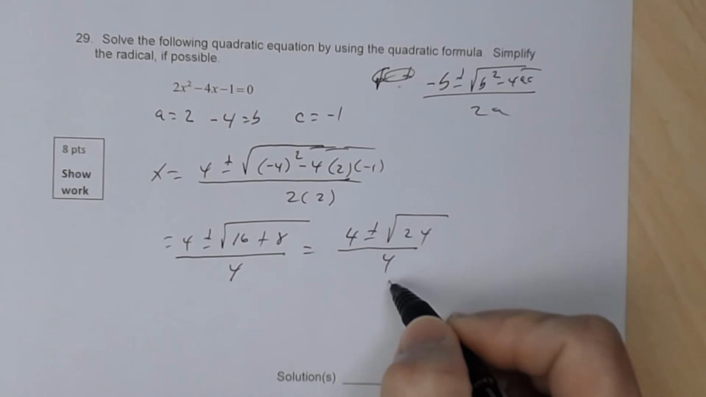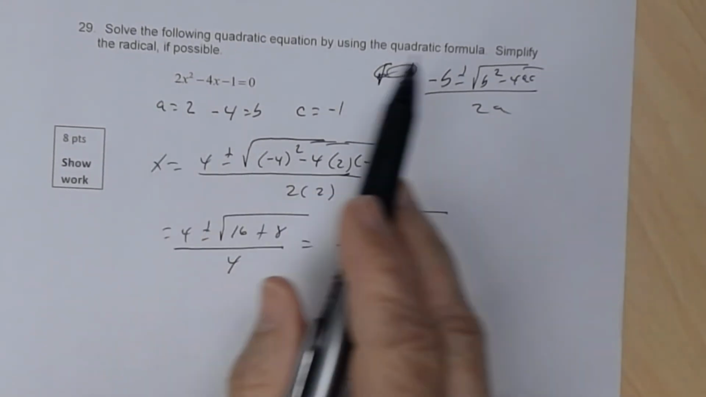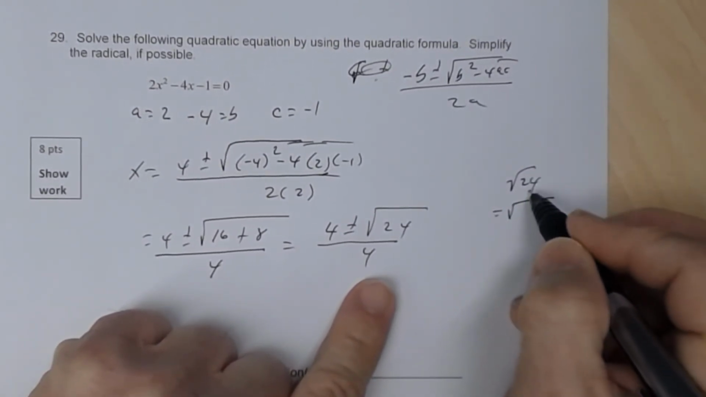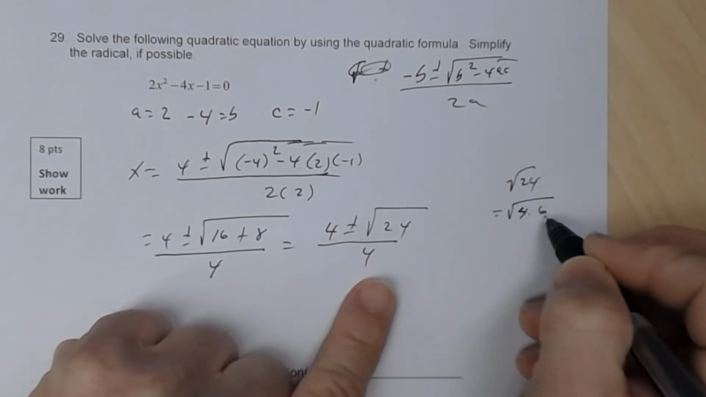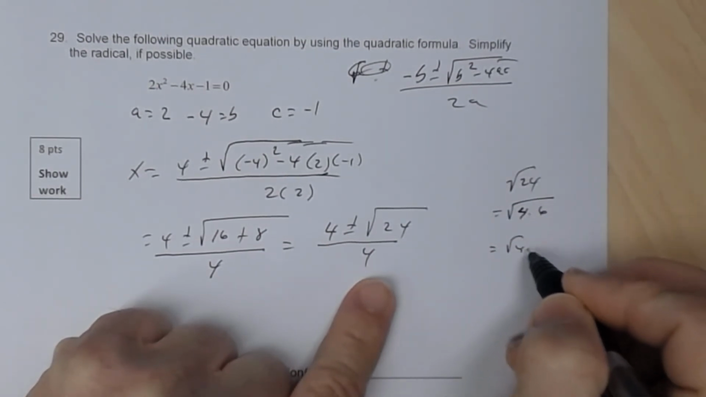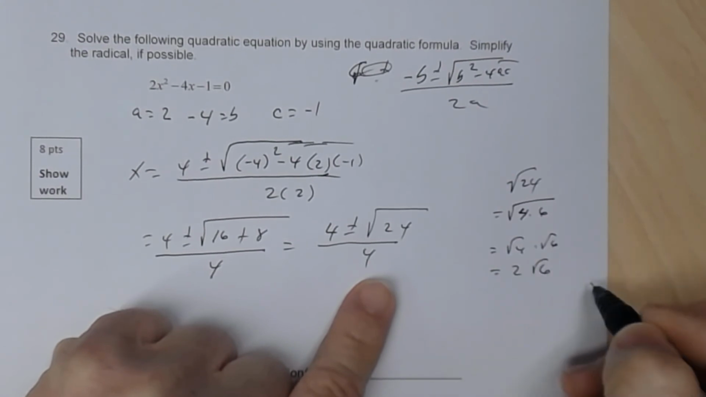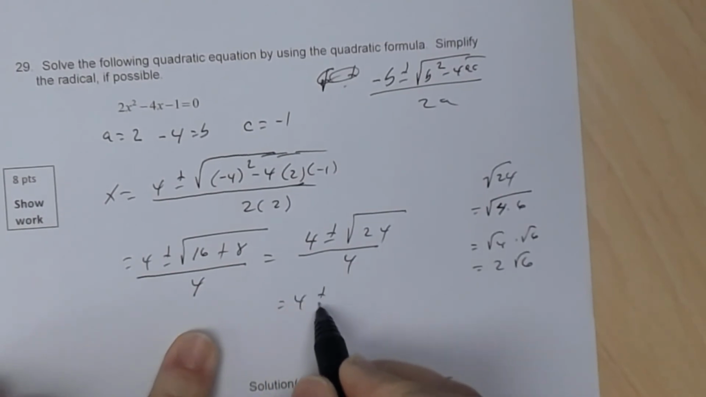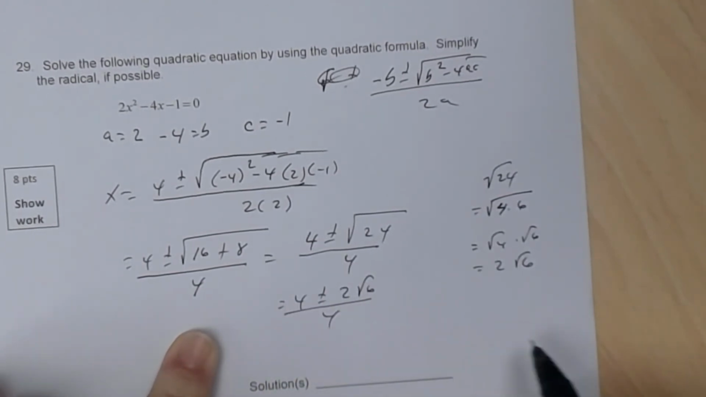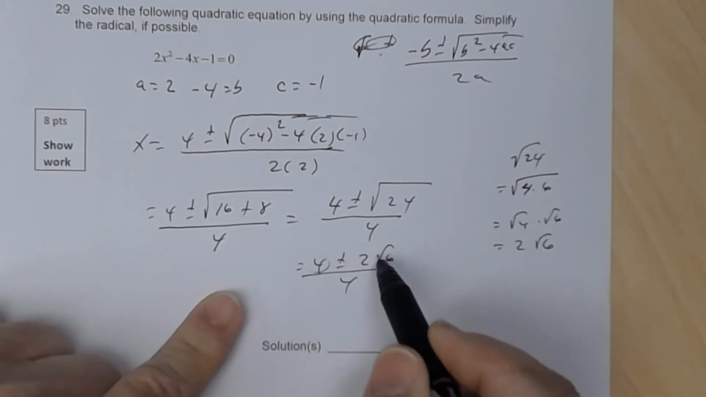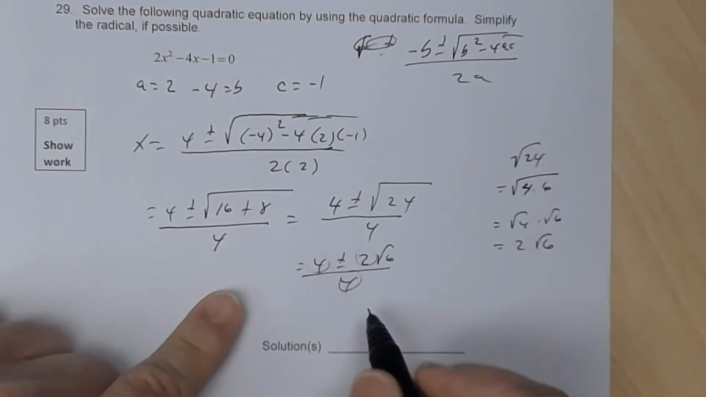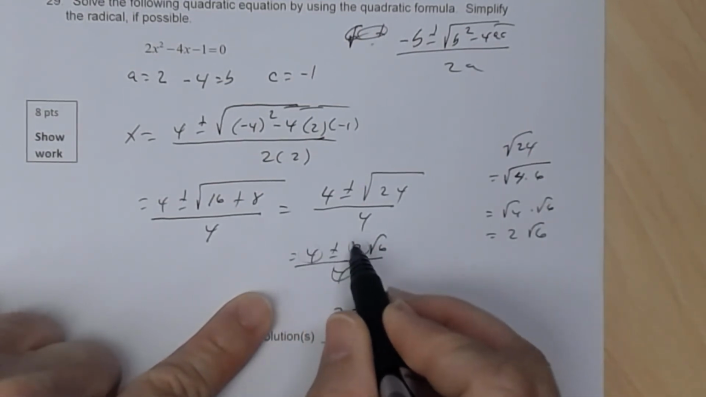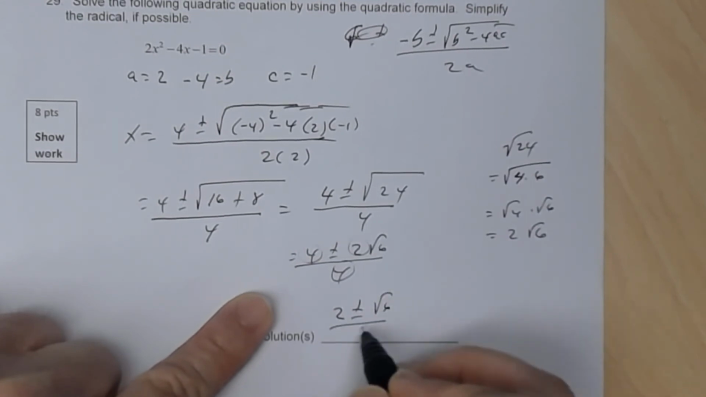All right, now you want to simplify the radical. You want to simplify if possible. So I can simplify the square root of 24 because the largest perfect square that goes into 24 is 4. So that's 4 times 6. So it becomes the square root of 4 times the square root of 6. So that's 2 square root of 6. So I'm going to replace the square root of 24 with this. So it becomes 4 plus or minus 2 square root of 6, all over 4. And then you reduce. Notice that 4, 2, and 4 are all divisible by 2. So you're going to write your answer as 2 plus or minus, so that's 2, that's 1, that's 2, so square root of 6 all over 2.